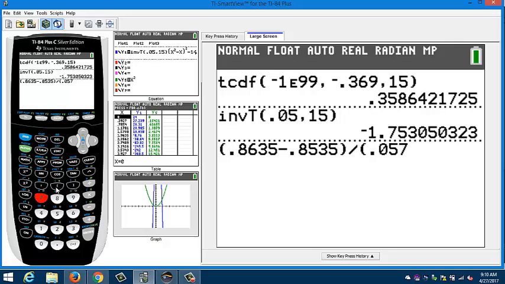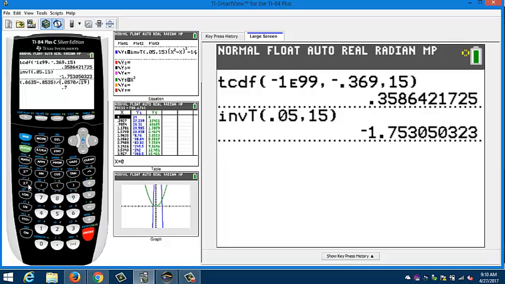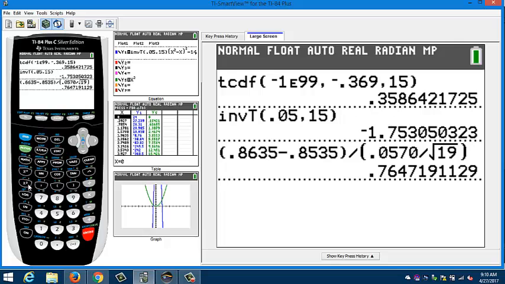0.0570 divided by, and then you have to hit the square root here, square root of 19. Move to the right and close your parentheses. Are you guys getting that? Same thing I got? Yes. John, Sierra, you guys have it now? Nice. So now, picture.